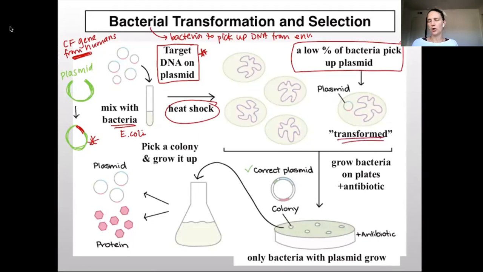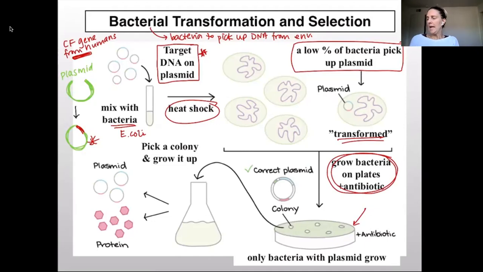Those are now considered transformed. They've picked up DNA from their environment. Only a very small percent do this. Now, in order to select which bacteria picked up that plasmid, we are going to grow those bacteria on antibiotic plates. All right, so you may have seen these plates. They grow on LB agar, which is like a bacterial growth medium, and they're almost like a really hard jello.